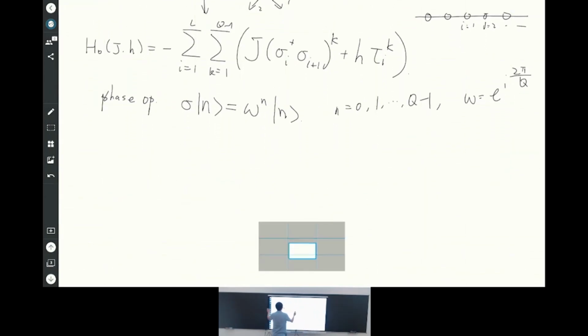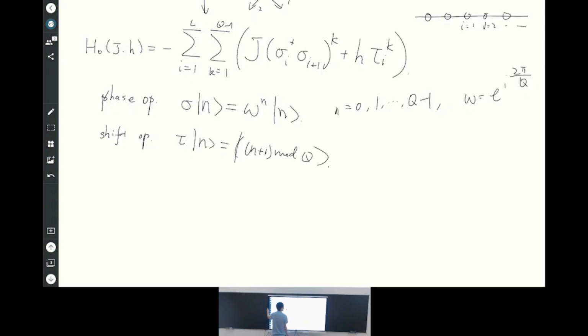And here the tau matrix is called a shift operator. That is, when you apply the tau on a local Potts spin state, it just shifts the spin by 1 modulo q. Okay? So we can also express these two operators in the matrix form.